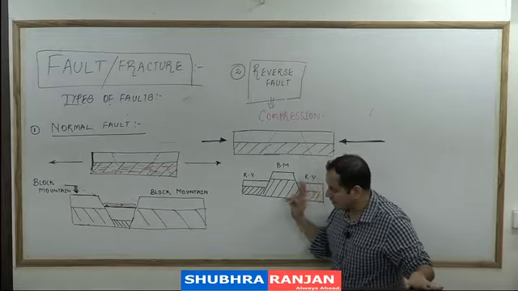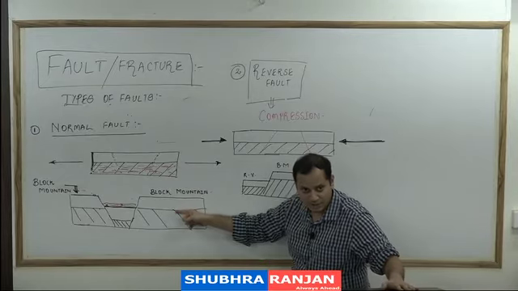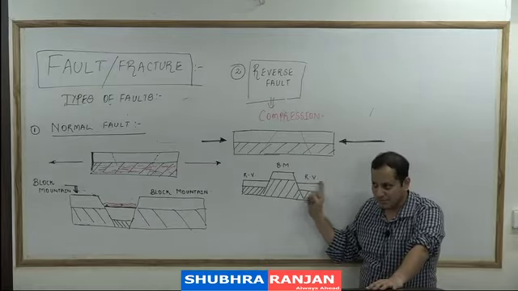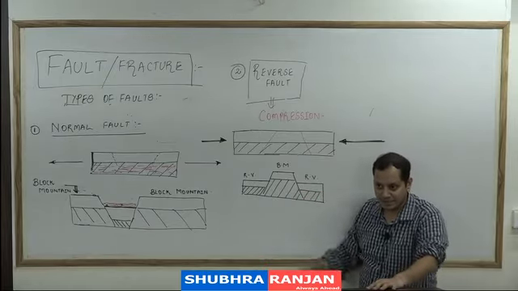What is the proper thing in this diagram? We have shown there is elongation. Here we have shown that there is shortening of the Earth's crust. So be very careful when you make the diagrams.